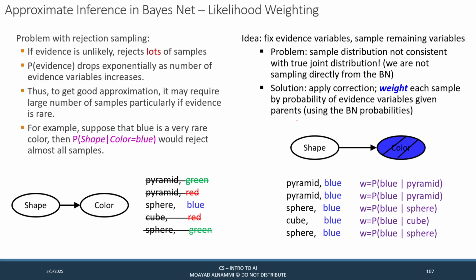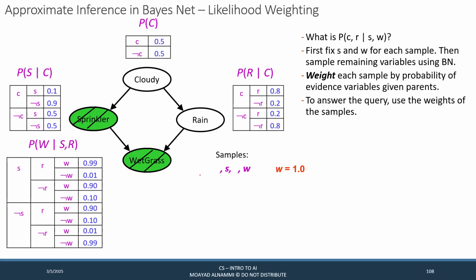How does this work in practice? Let's look at a more concrete example. We go back to this example, and I want to answer this query using likelihood weighting. So again, what do I do? When I generate samples, I'm going to fix the evidence. Let's generate the first sample. I fix the evidence, S and W. I need to generate the remainder variables: cloudy first and then rain.